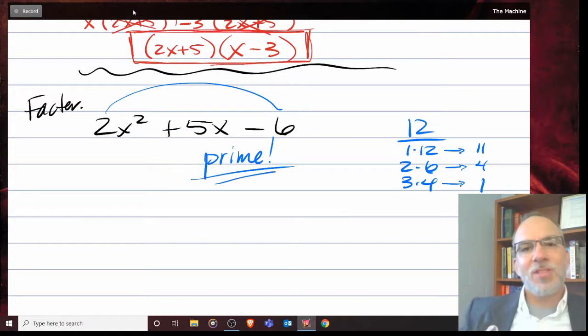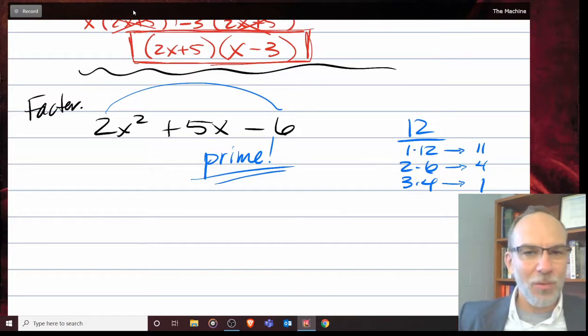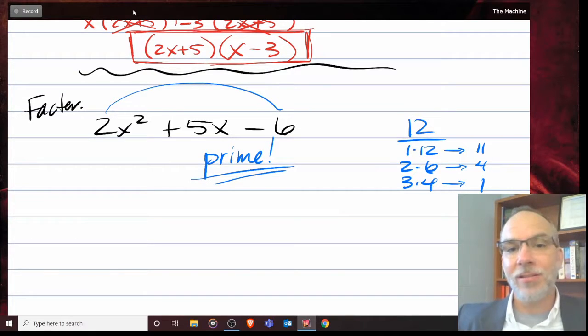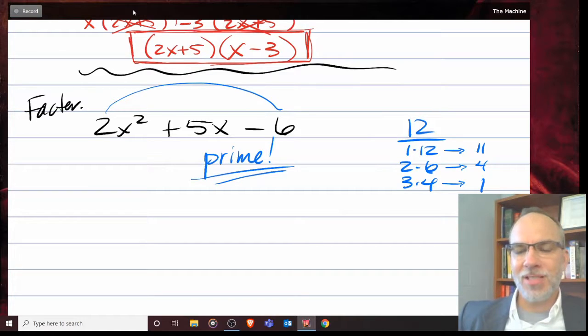Remember, a prime number is a number that cannot be factored besides itself and 1? Yeah, sometimes you can't factor. This one cannot be factored because there's no factors of 12 that when I subtract them give me 5.